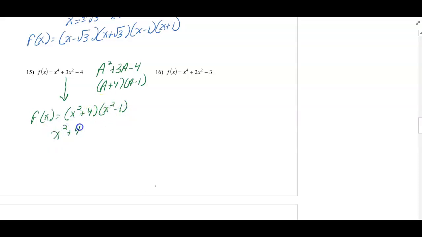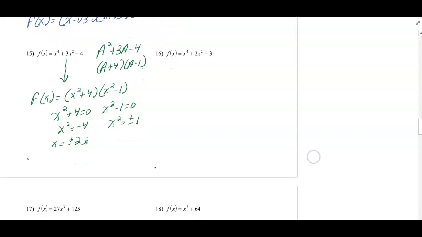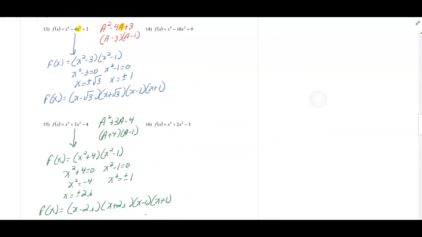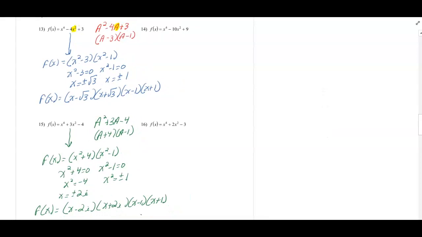So x squared plus 4 is 0, x squared minus 1 is 0, x squared is negative 4, x equals plus or minus 2i, and the other one, x equals plus or minus 1. So for completely factored form, f of x is x minus 2i, x plus 2i, x minus 1, and x plus 1. So the goal of this set of problems was seeing that these are quadratic in nature.